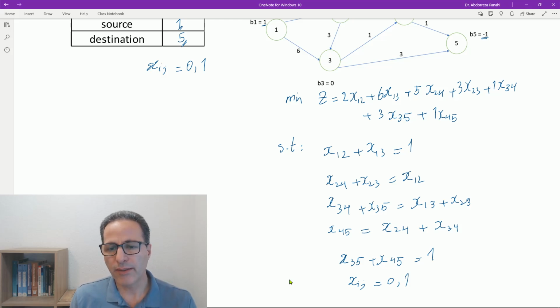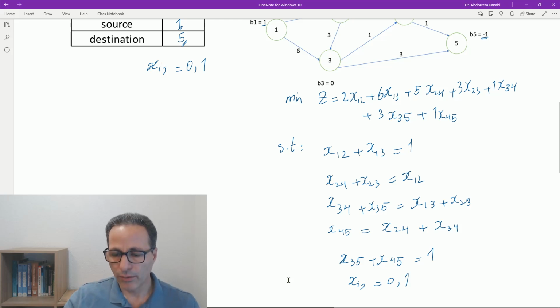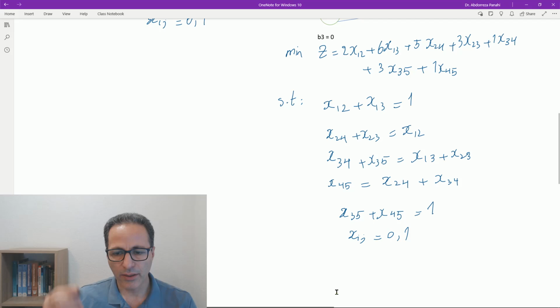We can see that this is exactly the sum of outgoing from 1 must be equal to 1. If I move this 1 to the left, it's going to be the sum of outgoing minus incoming equal to 0. So here I can say that this is the sum of all edges, outgoing minus incoming, must be equal to 0. Outgoing minus incoming is 1 for the source, and outgoing minus incoming for the destination is negative 1.